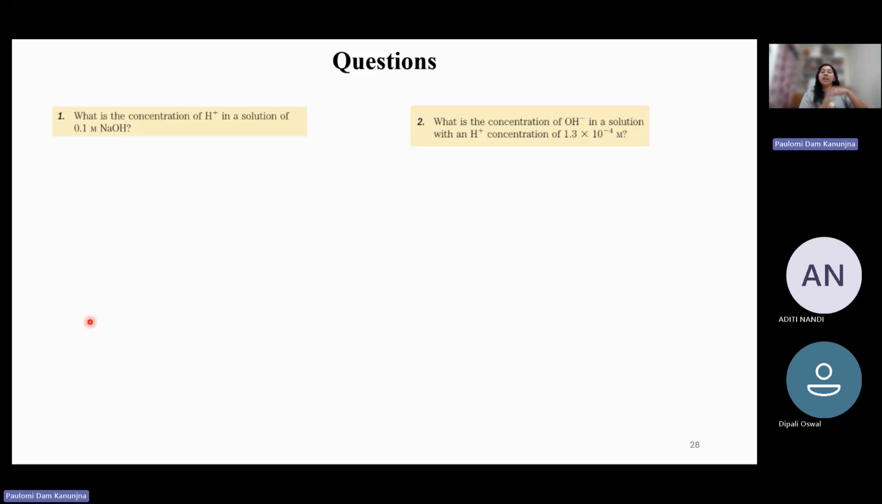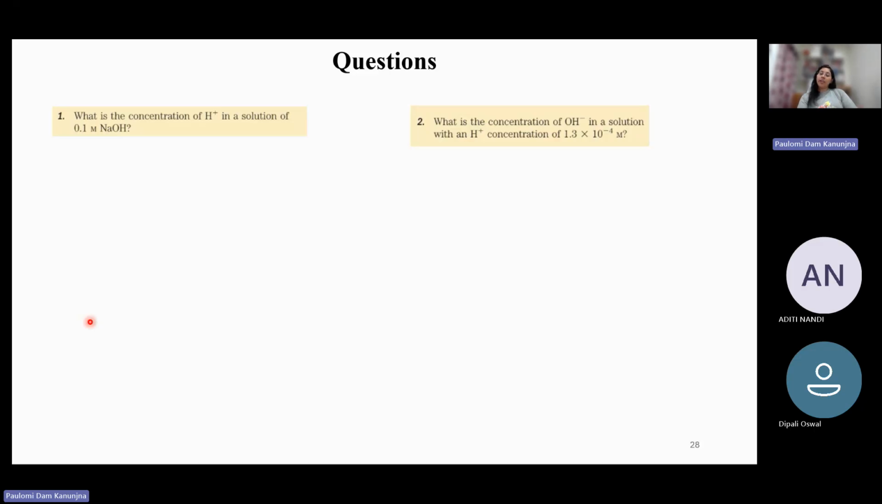So the first question on the slide is, what is the concentration of H plus in a solution which is 0.1 molar NaOH? And the second one says, what is the concentration of OH minus in a solution which has an H plus concentration of 1.3 into 10 to the power minus 4?